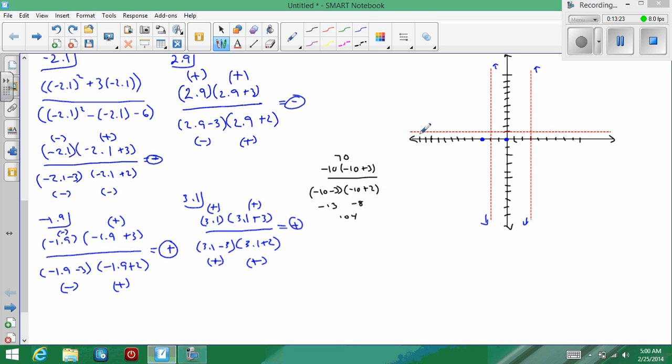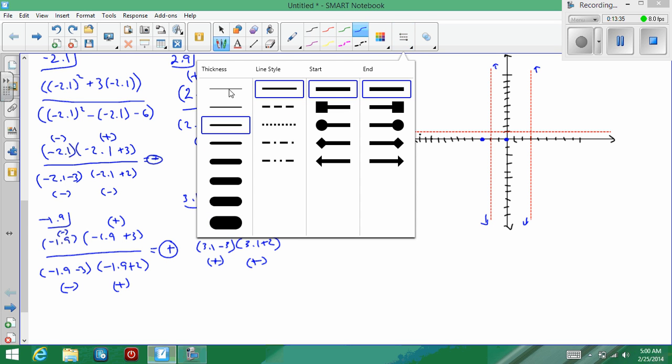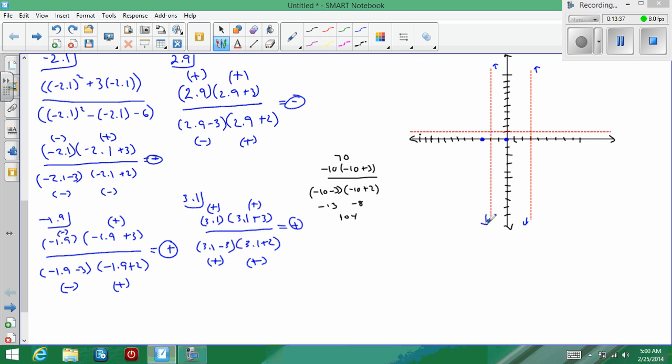So it's going to be around 7/10. So right up in here. And so my graph does stay under that horizontal asymptote. So it's going to stay under here. So it's going to go down, go through that point, and then go down.